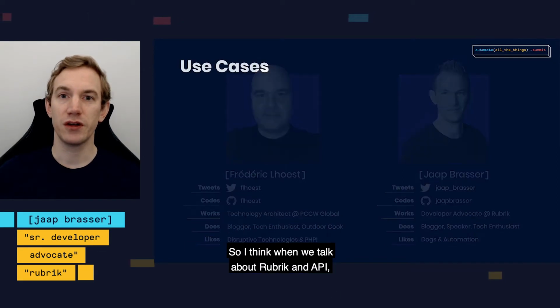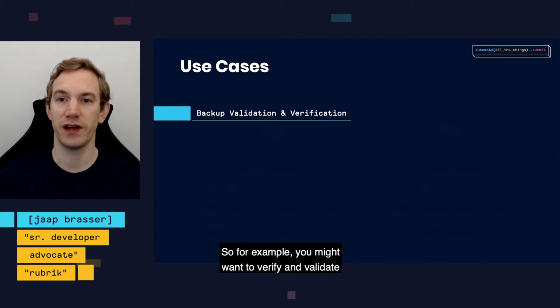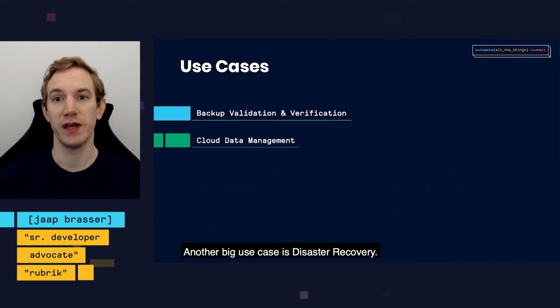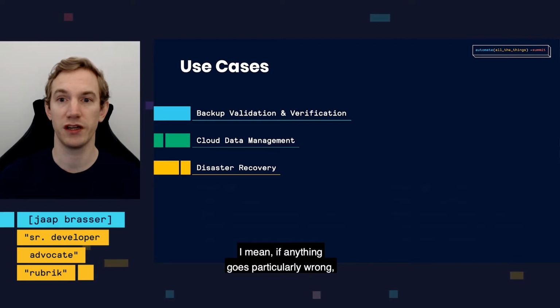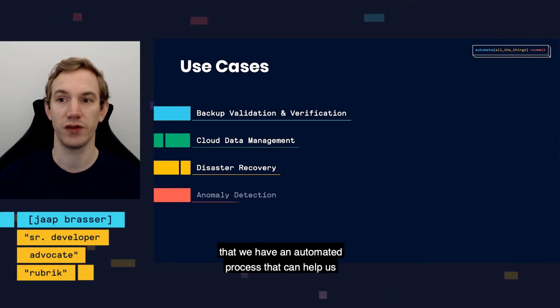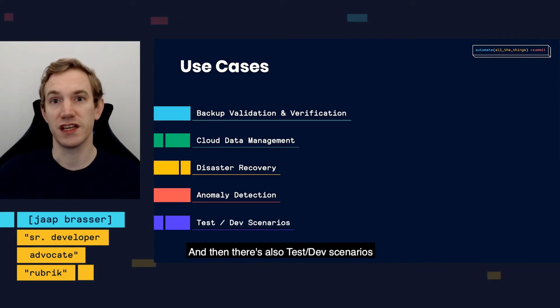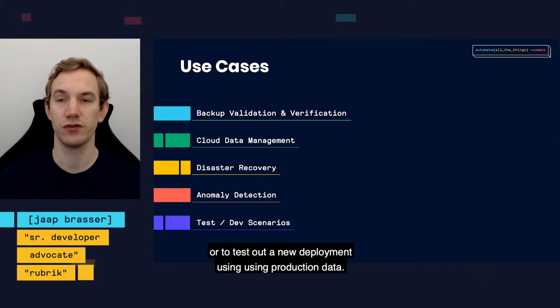So I think when we talk about Rubrik and our API, there's a number of use cases that come to mind. For example, you might want to verify and validate that your backups are actually going to be recoverable. Another big use case is disaster recovery. If anything goes particularly wrong, we want to make sure that we have an automated process that can help us recover our data at the most critical times. And then there's also test dev scenarios where you might want to spin up an environment either for a project or to test out a new deployment using production data.